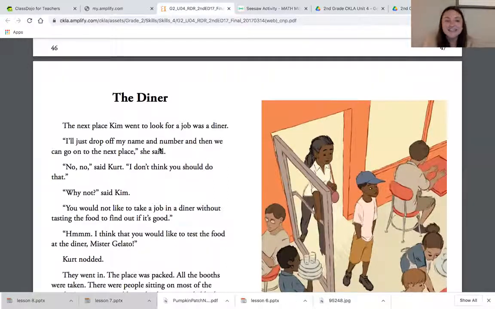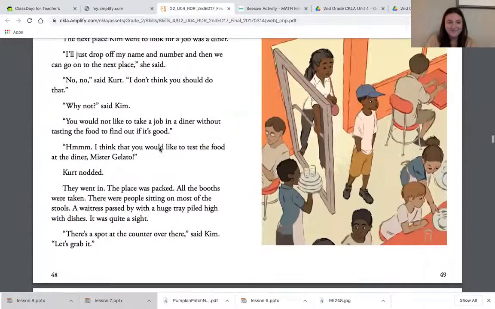The next place Kim went to look for a job was a diner. "I'll just drop off my name and number and then we can go on to the next place," she said. "No," said Kurt. "I don't think you should do that." "Why not?" said Kim. "You would not like to take a job in a diner without tasting the food to find out if it's good. I think that you would like to taste the food at the diner, Mr. Gelato." Kurt nodded. They went in.